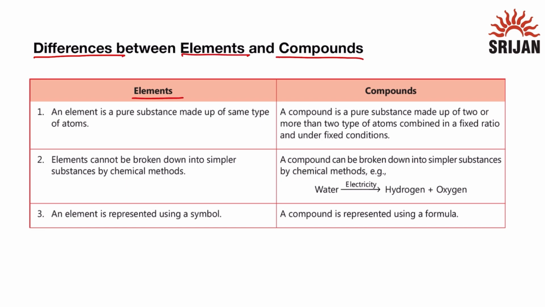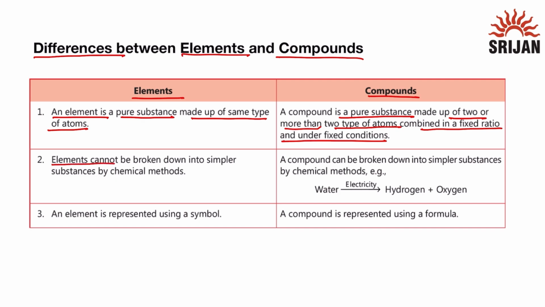First, let us read about elements. An element is a pure substance that is made up of the same type of atoms, and a compound is a pure substance that is made of two or more types of atoms that are combined in a fixed ratio and under fixed conditions. So an element is made of only similar type of atoms, but a compound can be made up of two or more different types of atoms which are combined in a fixed ratio.